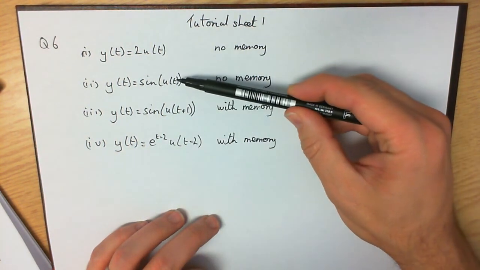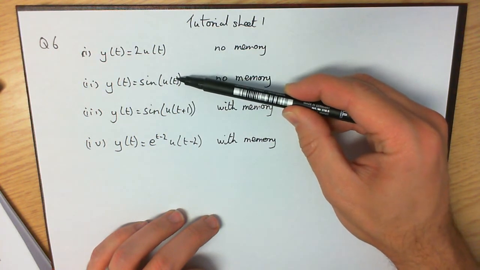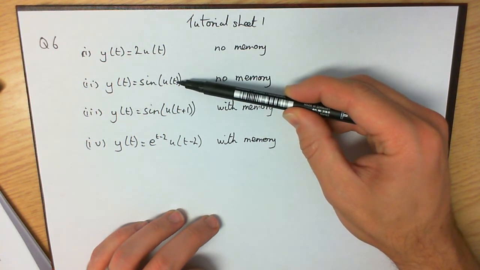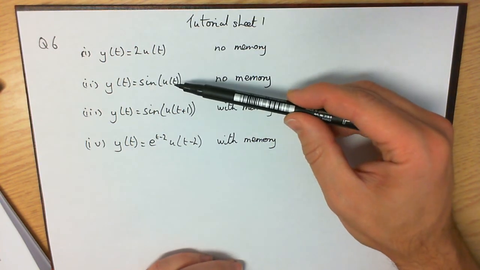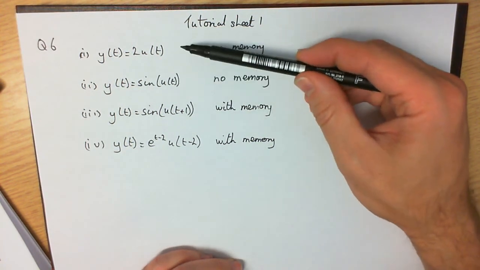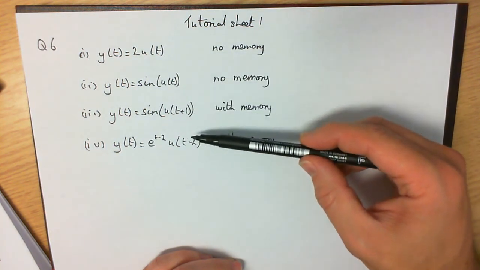So what you're looking for is whether the input signal requires knowledge of either the future or the past events. So in these two cases there is no memory. In these two cases you have memory.